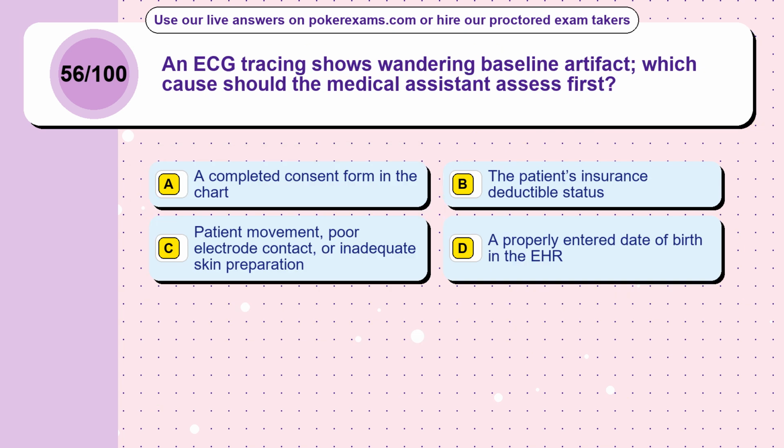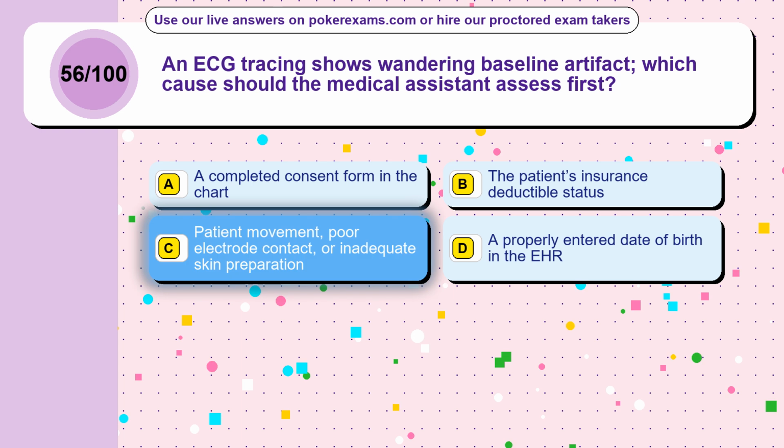Question 56. An ECG tracing shows wandering baseline artifact. Which cause should the medical assistant assess first? Option A. A completed consent form in the chart. Option B. The patient's insurance deductible status. Option C. Patient movement, poor electrode contact, or inadequate skin preparation. Option D. A properly entered date of birth in the air. The correct answer is option C.